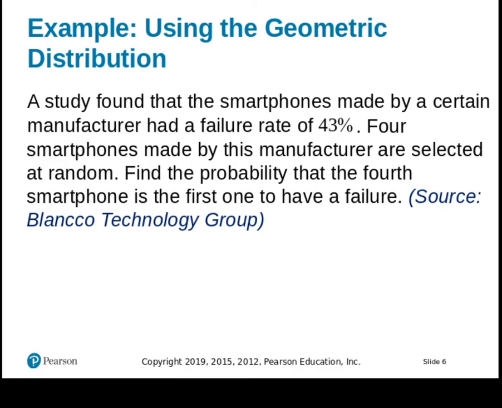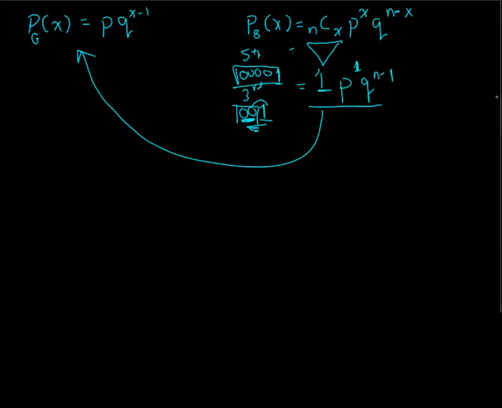So let's set this up: we have a 43% failure rate, and we want the probability that the 4th smartphone is the first one to have a failure. Well, this brings out a weird thing. The success for my trial is the first failure. So notice how it's kind of backwards. My P is going to be 0.43, and my Q is the complement, which is equal to 0.57.